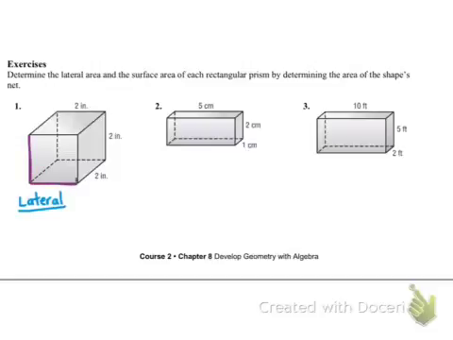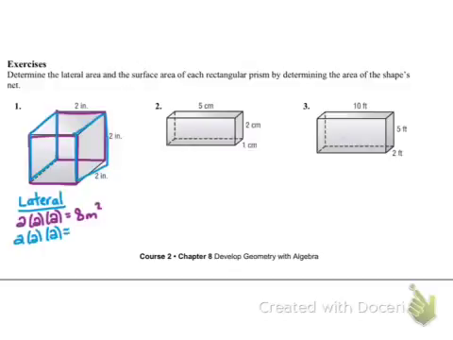So the front and the back, and those are 2 by 2, but there are 2 of those. Well, 2 times 2 is 4. Double that and you get 8. And then we're also looking at the two sides. Okay, so basically everything except the top and the bottom. So the two sides are also 2 by 2, but there are 2 of those. And again, 2 times 2 is 4, and if you double that, you get 8. So our lateral surface area, 8 plus 8 is 16 square meters.